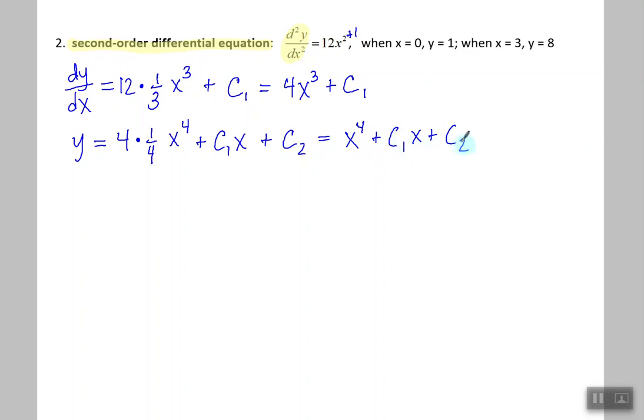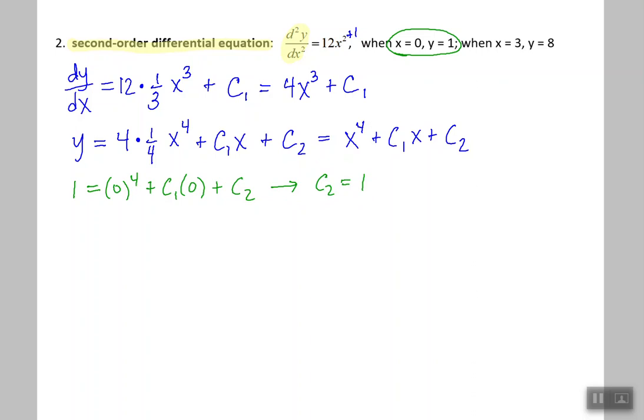Now, we don't want these constants because we want the particular solution of this second order differential equation. So we'll use our two boundary conditions. Let's start with the first one. This boundary condition where x equals 0 when y equals 1. So we plug in for y, 1 equals x is 0, so 0 to the 4th plus c sub 1 times 0 plus c sub 2. It looks like we can solve for c sub 2 from this equation. We get c sub 2 equals 1.